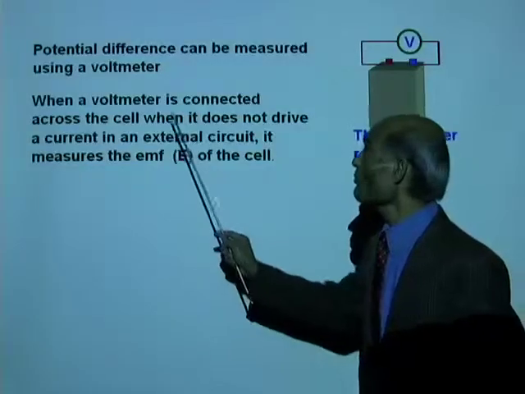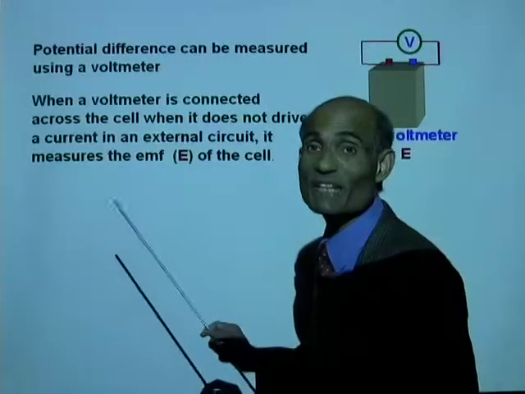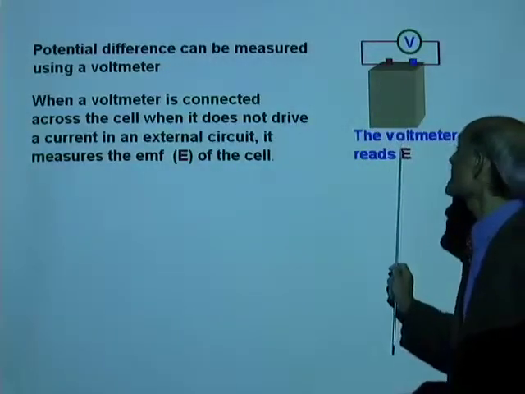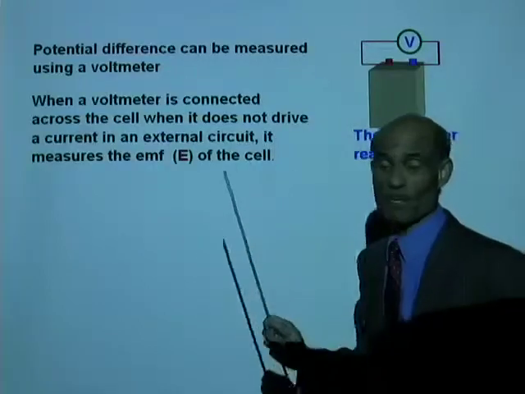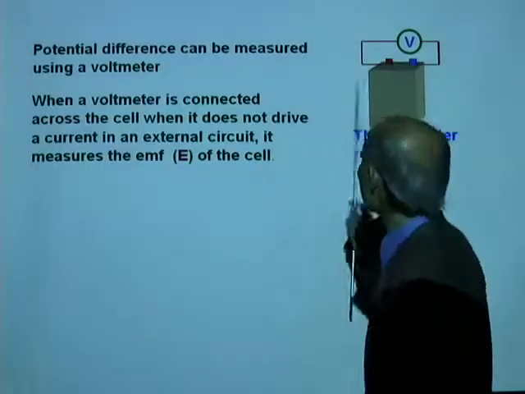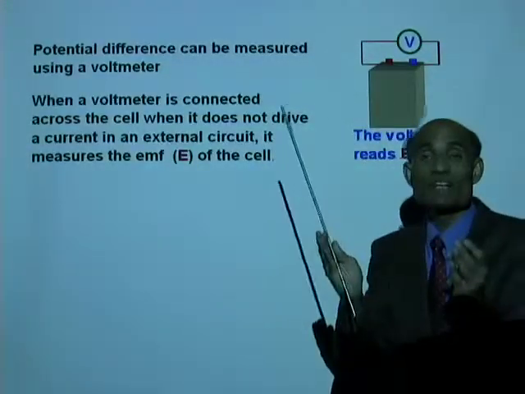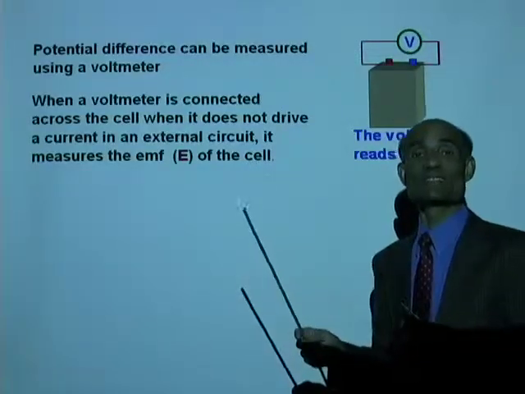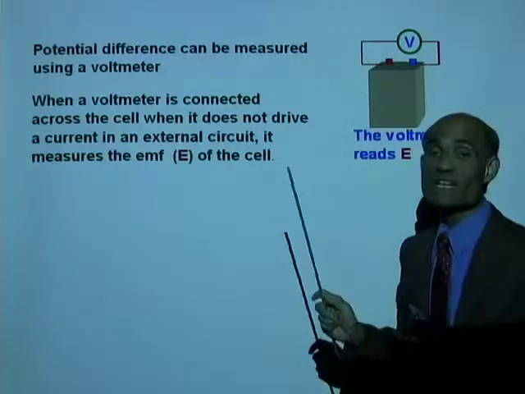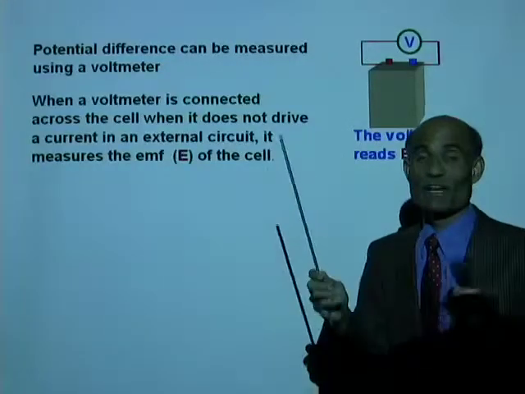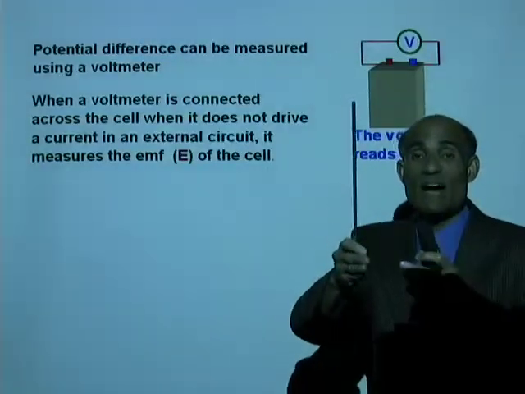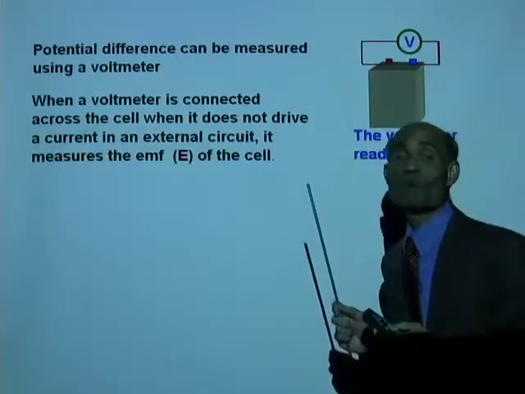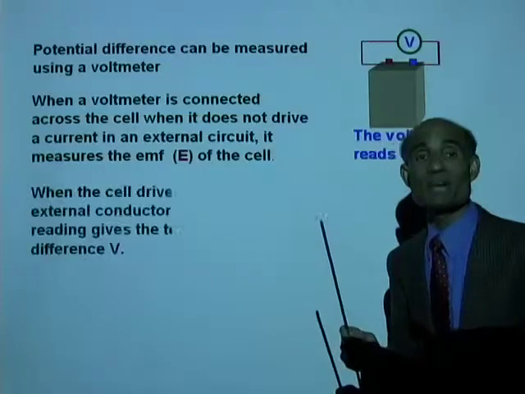So when the voltmeter is connected across the cell, what the voltmeter reads is the EMF. We now say that the cell is in open circuit. It is not driving a current in an external circuit. So how do you measure the EMF of a cell? Connect a voltmeter directly across the cell. That will be the measure of the voltmeter, will be the EMF.